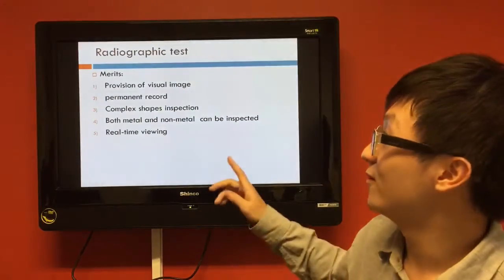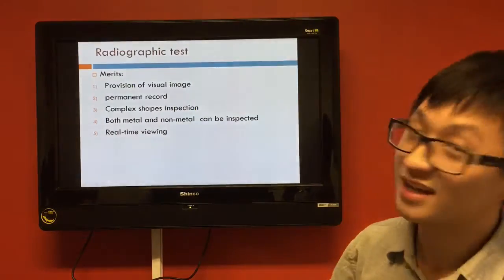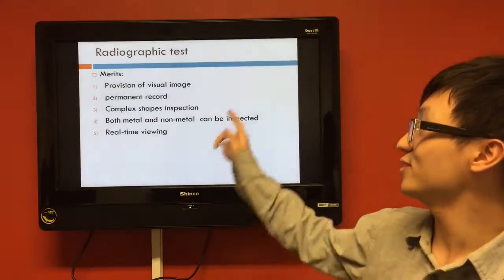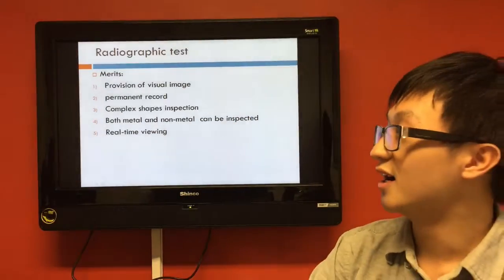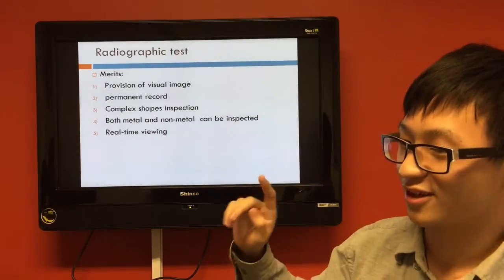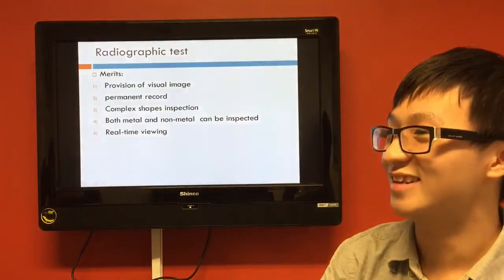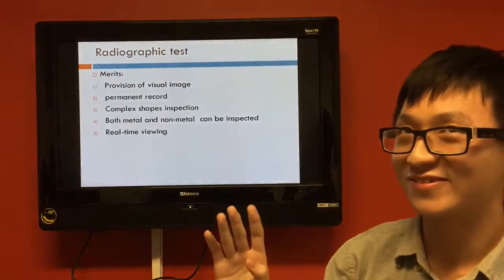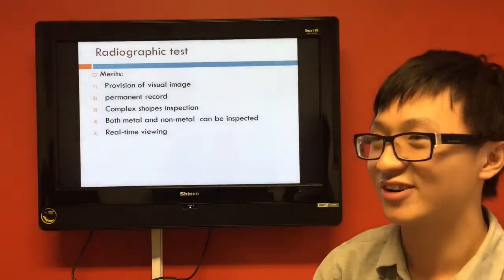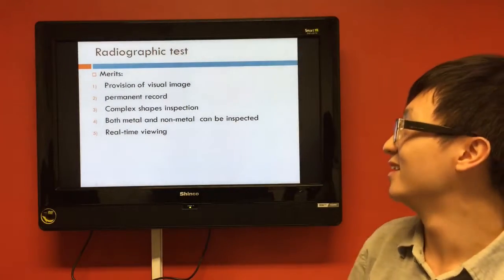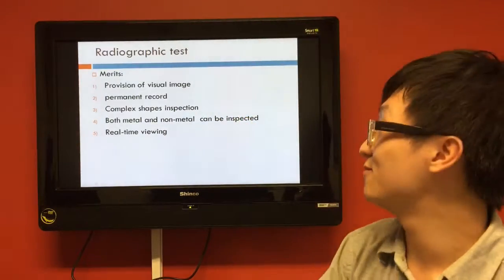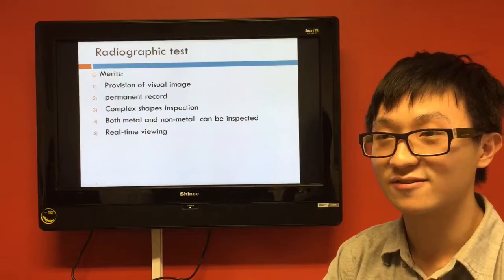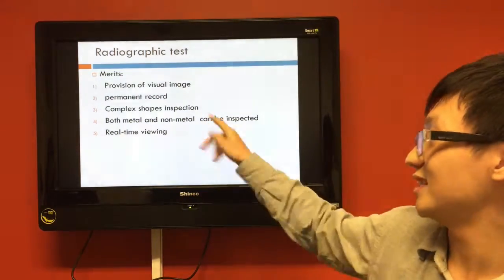What are the merits of radiographic test? It has 5 major merits. The first one is the provision of visual image. The radiograph can be shown on the recording media, causing a visual image. And the second merit is the permanent record. The record of the test can be kept permanently.